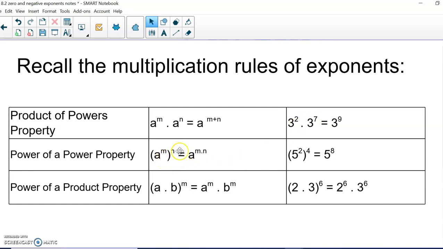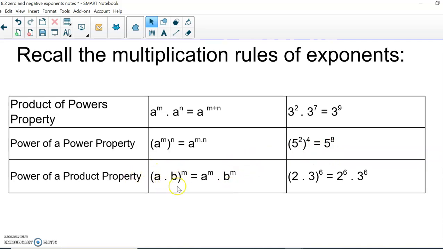If you have a power to a power, a to the m to the nth power, what you're really doing is multiplying. For example, if you have 5 squared, or 5 to the second power, to the fourth power, it's really 5 to the eighth power. And one more, if you have a product, multiplying things within parentheses, and that parenthesis is to a power, don't forget to distribute. For example, if you have 2 times 3 to the sixth power, it's really 2 to the sixth power times 3 to the sixth power.